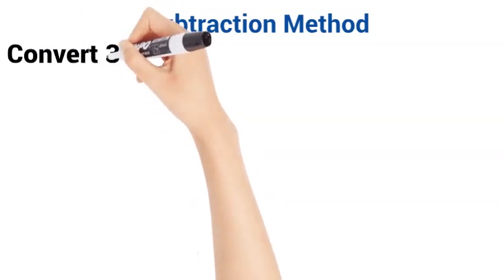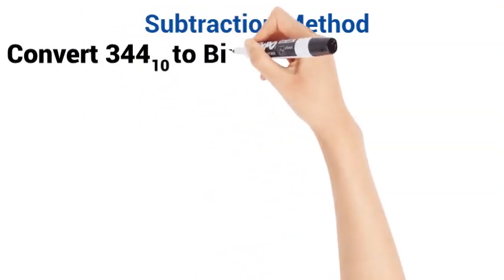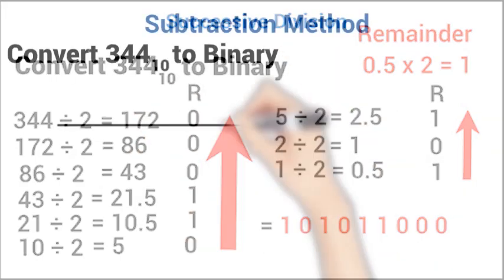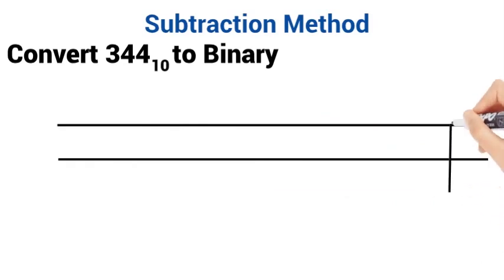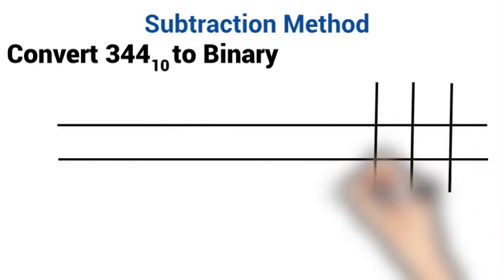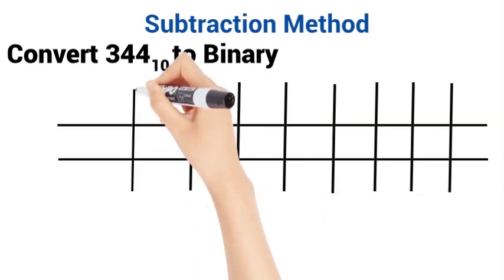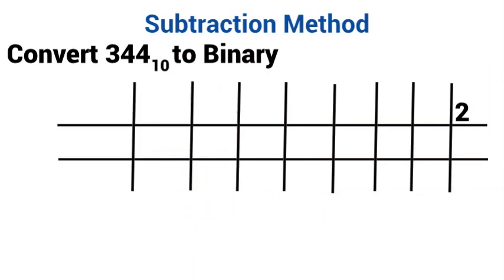We will be converting 344 to binary from the previous example to compare if we get the same answer using a different method. We will be using powers of 2 for this method. And so using a table makes it easier to show the equivalence of the powers of 2. Let's write down the powers of 2.